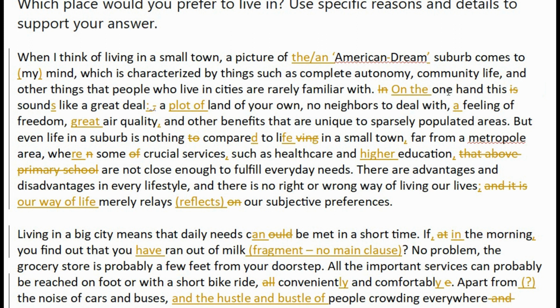Yeah. On the one hand, this sounds like a great deal, namely a plot of land of your own, no neighbours to deal with, a feeling of freedom, great air quality, and other benefits that are unique to sparsely populated areas.